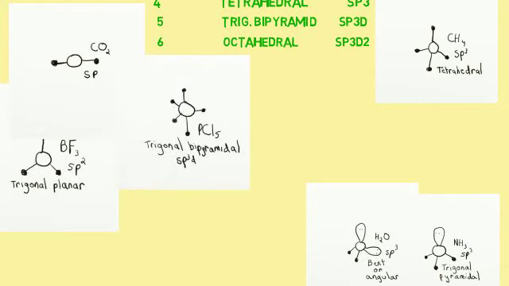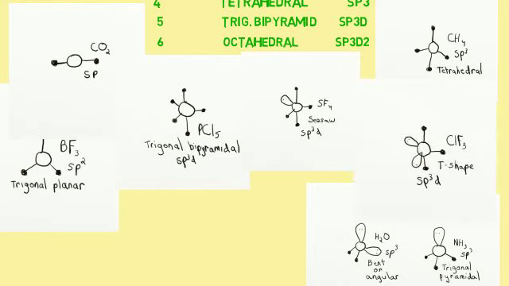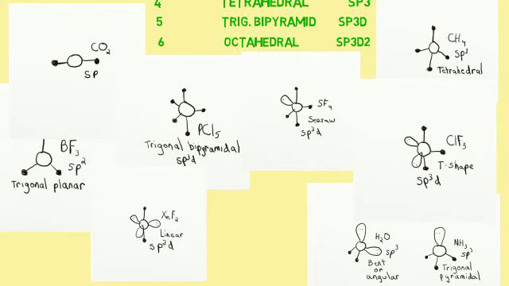Trigonal bipyramidal, PCl5, is sp3d. And seesaw, SF4, one of those clouds is unshared. And here, two of the clouds are unshared. You get a T-shaped. And three of those clouds are unshared. These are all sp3d. And then the last one is the octahedral. And that is sp3d2.